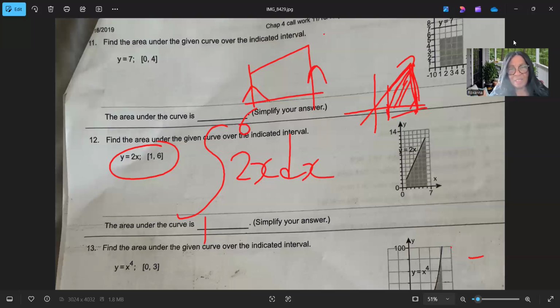Choose a method. Even if you're not told to do it with the first fundamental theorem of calculus, you can use your calculator, provided you can show your work. But I advise you to use the first fundamental theorem of calculus. Okay, so let's integrate. So we do the integral, and we see that it is 2x to power 2 over 2 using the power rule.